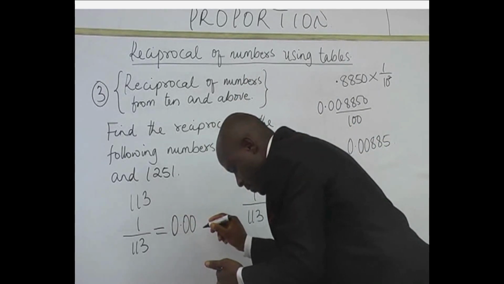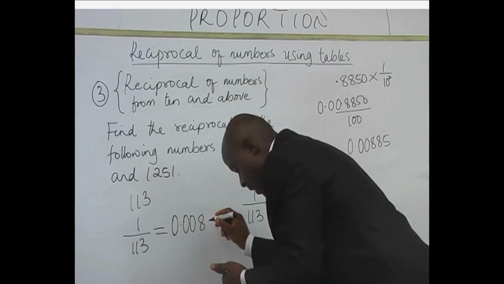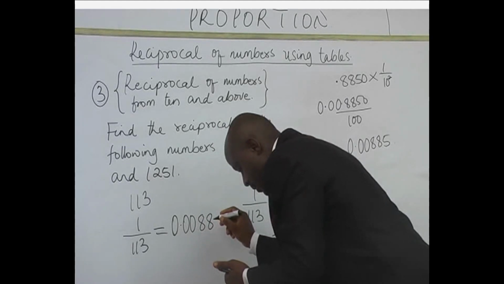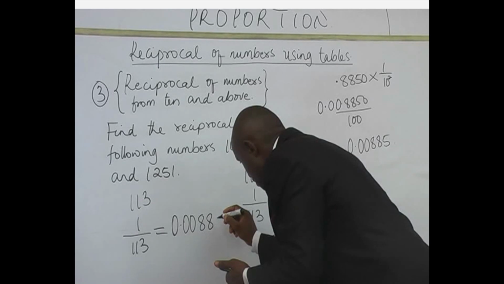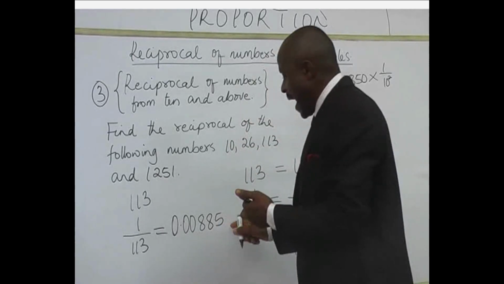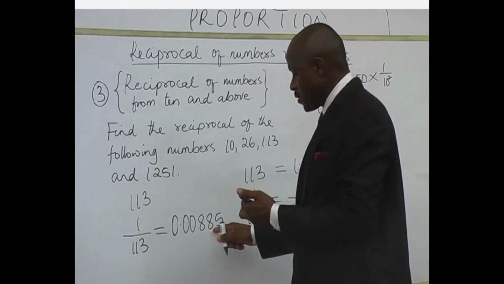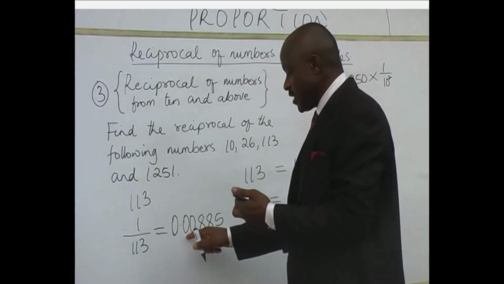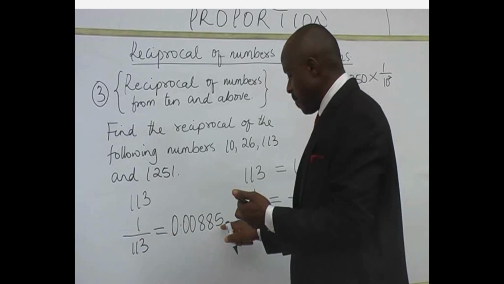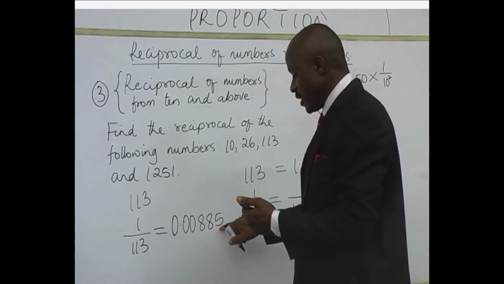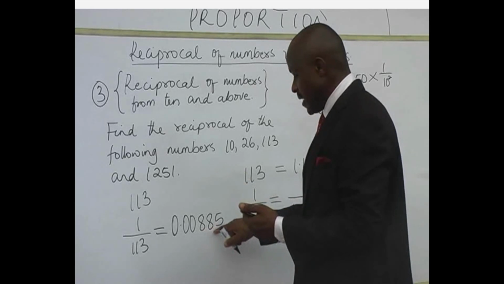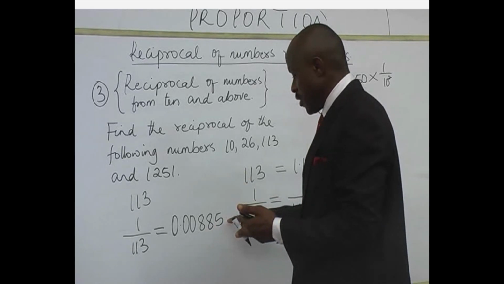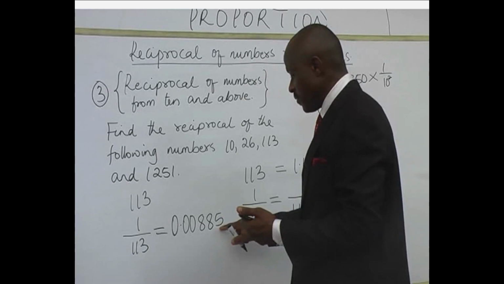0, 0, 8, 8, 5. It was 4, 9, but I have rounded it to 1, 2, 3, 4, 5 decimal places. It now gave me the 4, now changed to 5. What I have here is 8849, because the 9 was up to 5, call it 1 and add it to 4 to give me this 5.